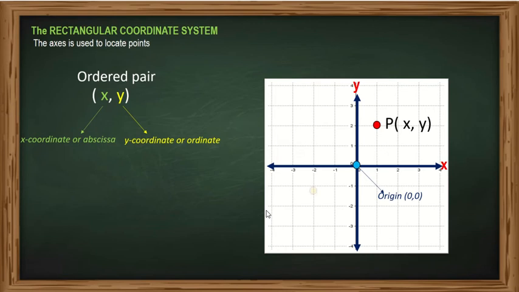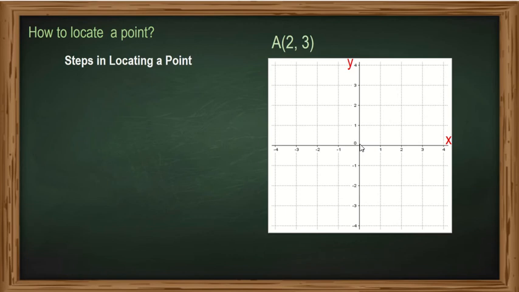A point with coordinates (a, 0) is called the x-intercept, and you notice it lies on the x-axis. A point with coordinates (0, b) is what we call the y-intercept, and it lies on the y-axis. Now, how do we locate points in the plane? We have three steps to follow.